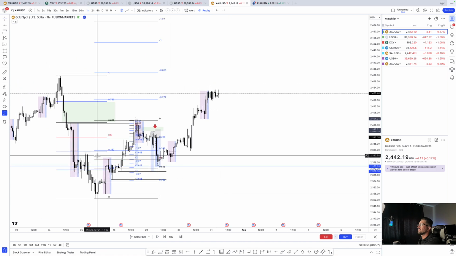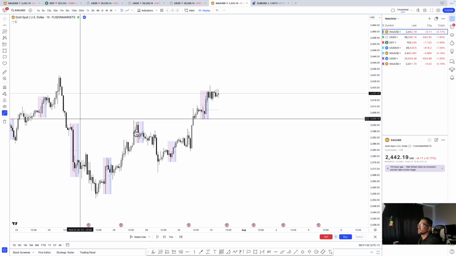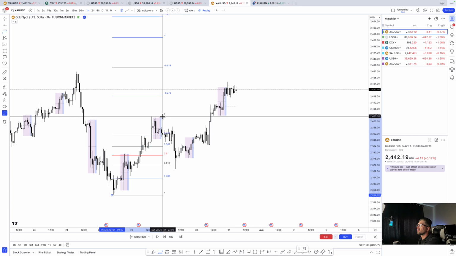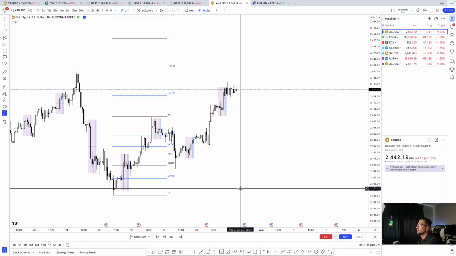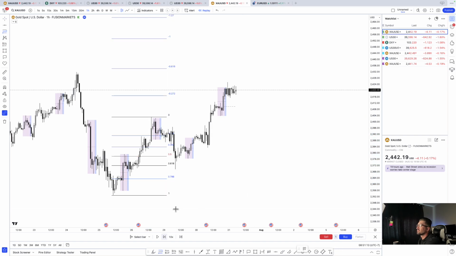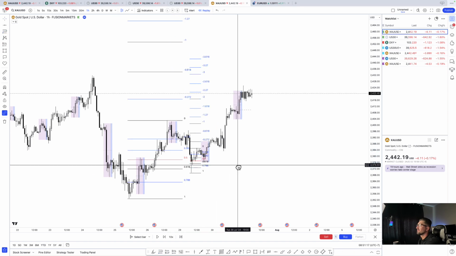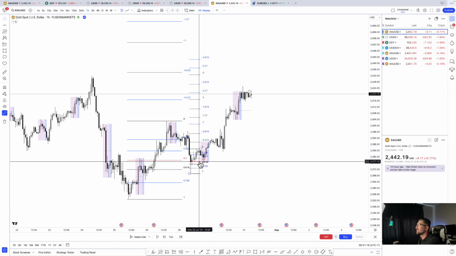Alright, I'm going to clear everything so the chart is cleaner, and we're going to talk about this. So this is our new bullish range. We have one bullish range now. Now I want you to pay attention here. This reacted at the 618, between the 50 and the 618.